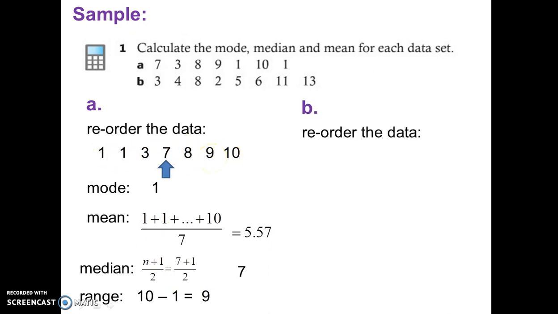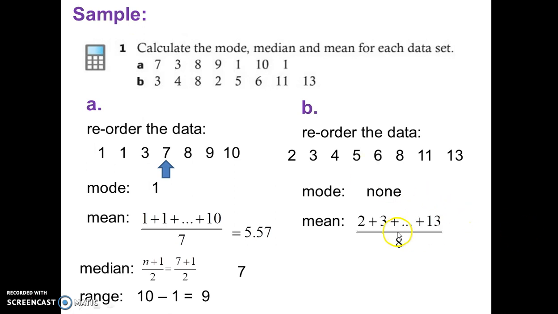In B, we're going to reorder the data as well. Here it is. That data has been reordered. Let's find the mode. There is no mode. All the values appear once. None of them appear more than once, so there's no most frequent value. Mean. For the mean, we're going to add them up. So again, 2 plus 3 plus dot, dot, dot, plus 13 divided by, now we have 8 pieces of data. So the mean or the average of that works out to 6.5.